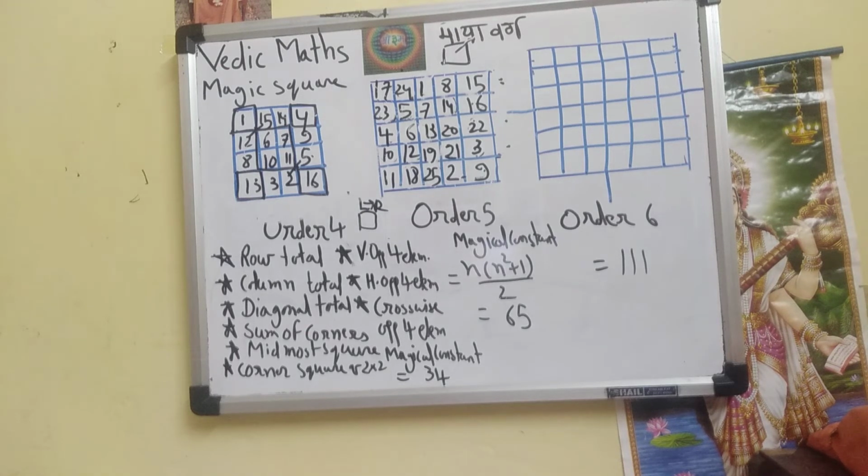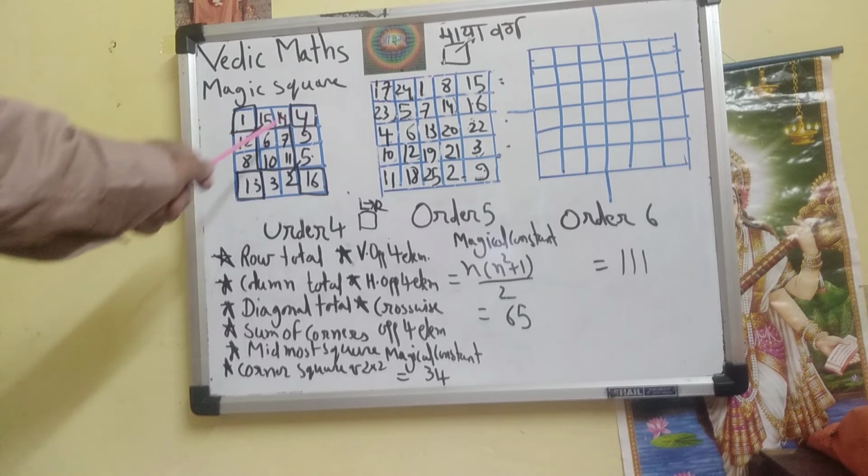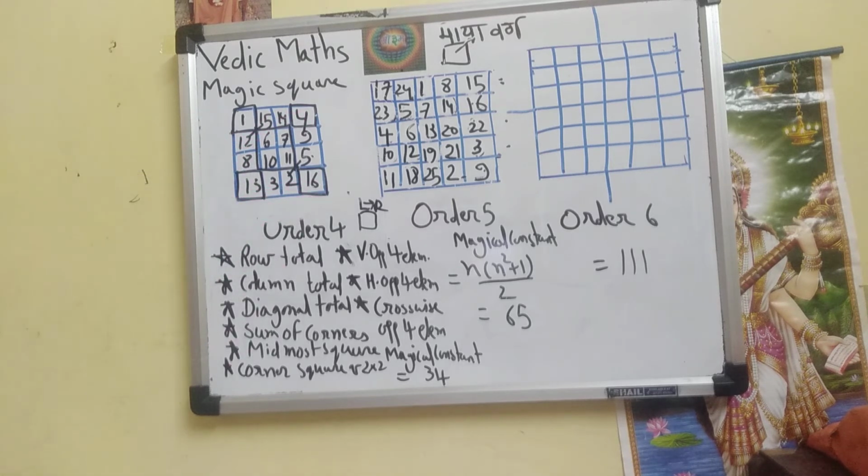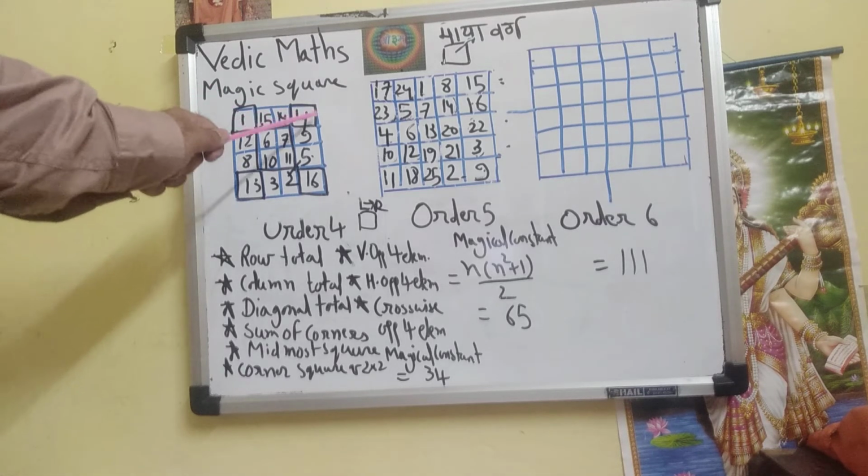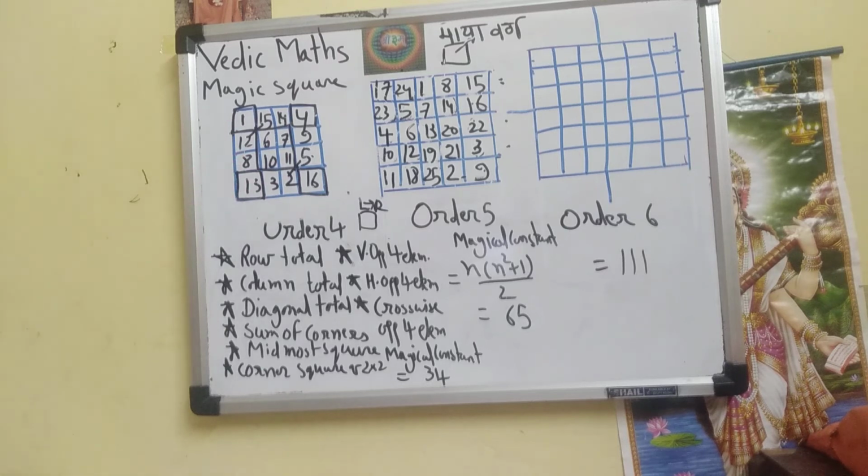In the case of an 8th order magic square, the magic constant will be 260, but in that case we have to darken the boundaries of 4 squares, the 4 corner squares of order 2 by 2, as we have darkened here 4 corner squares of order 1 by 1. In the case of an 8th order magic square, we take 4 corner squares of order 2 by 2 and a midmost square of order 4 by 4, and the rest of the process will remain the same.